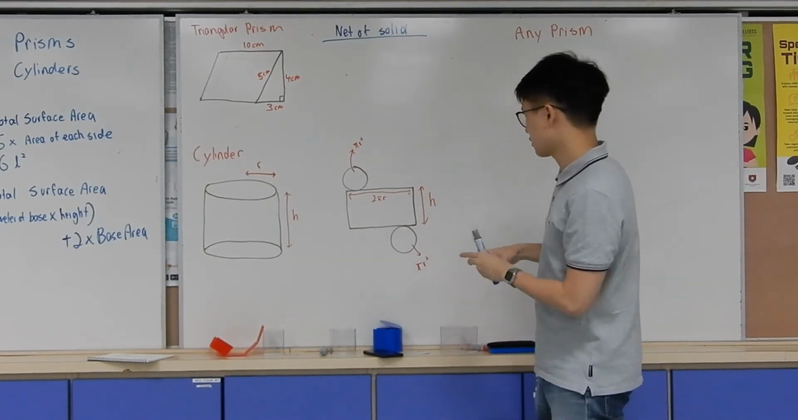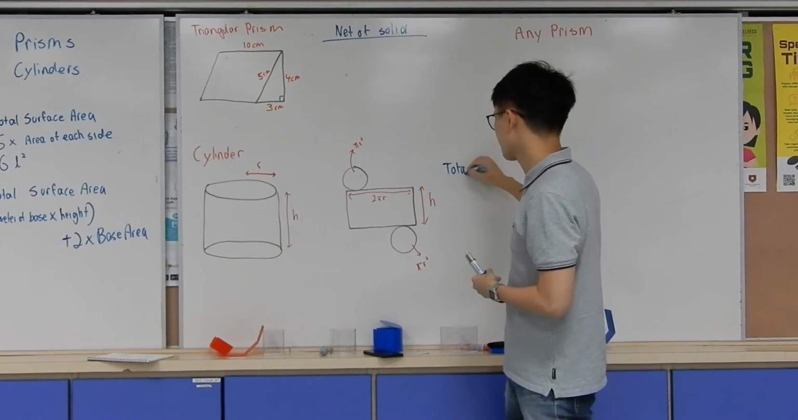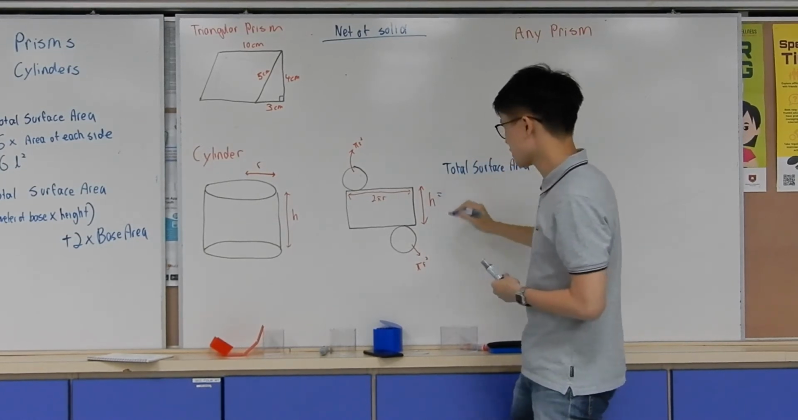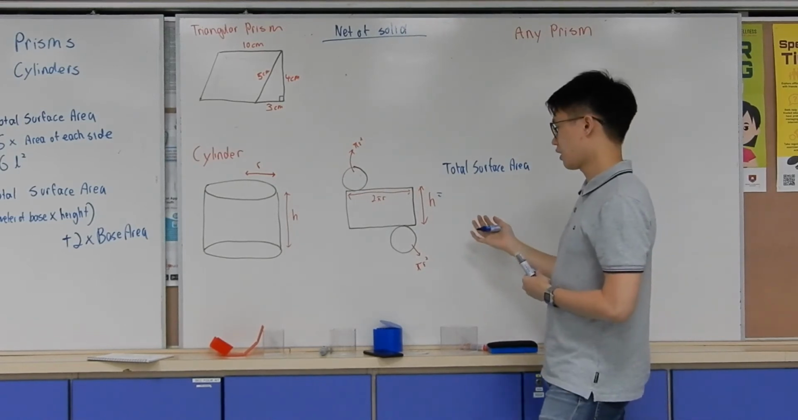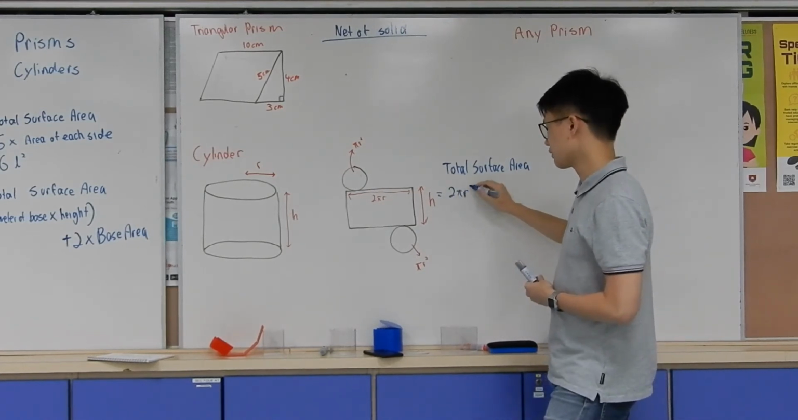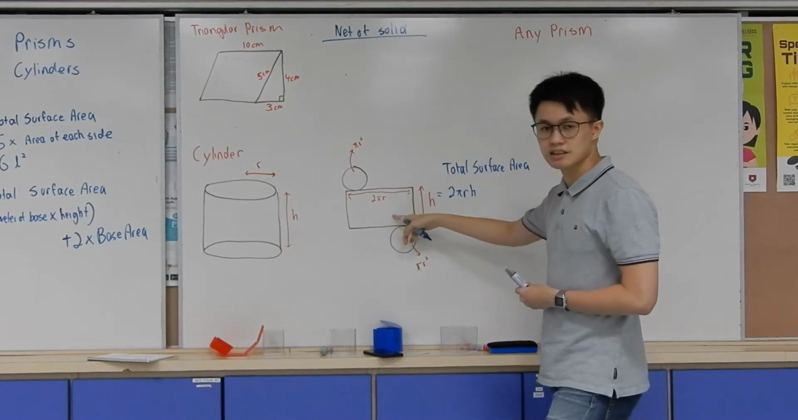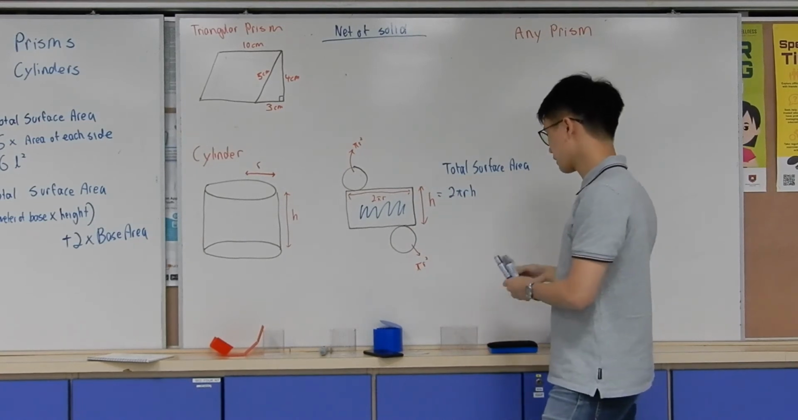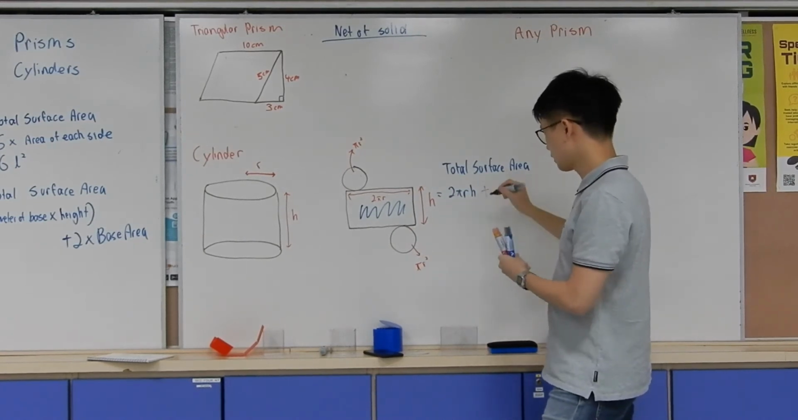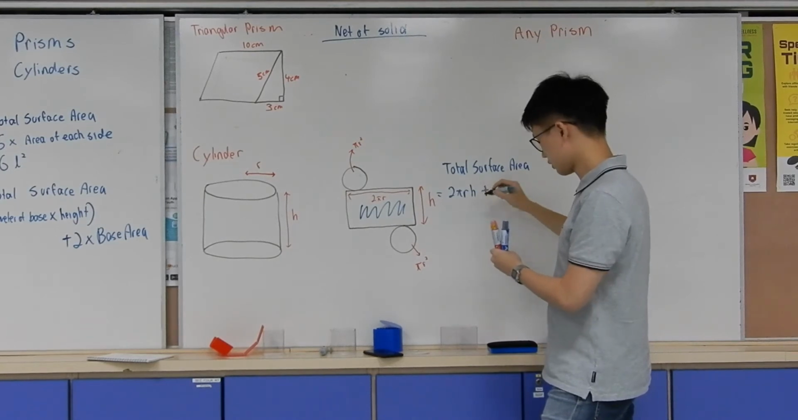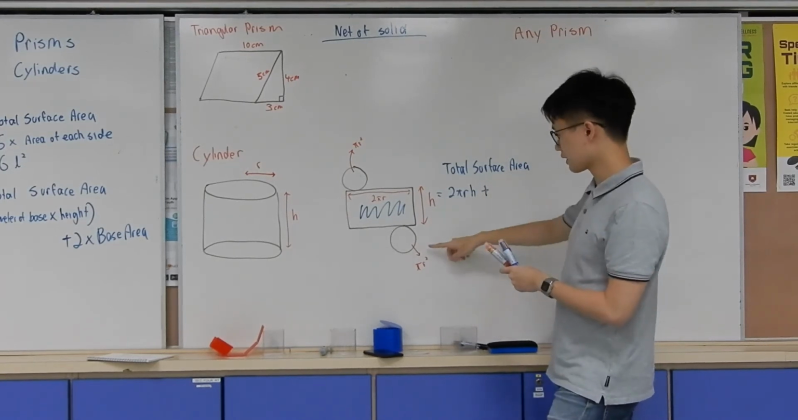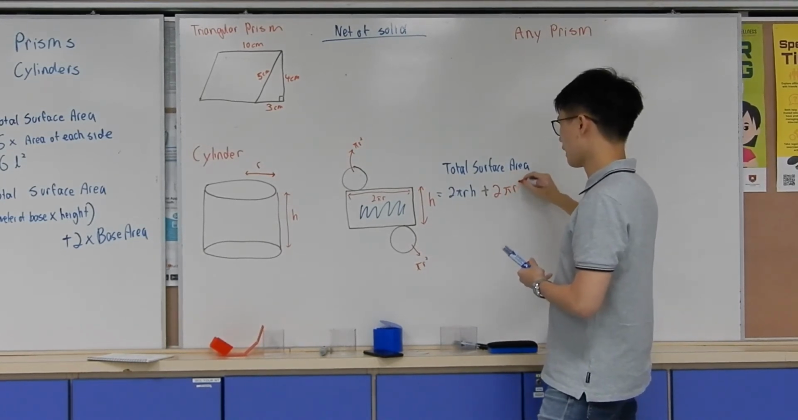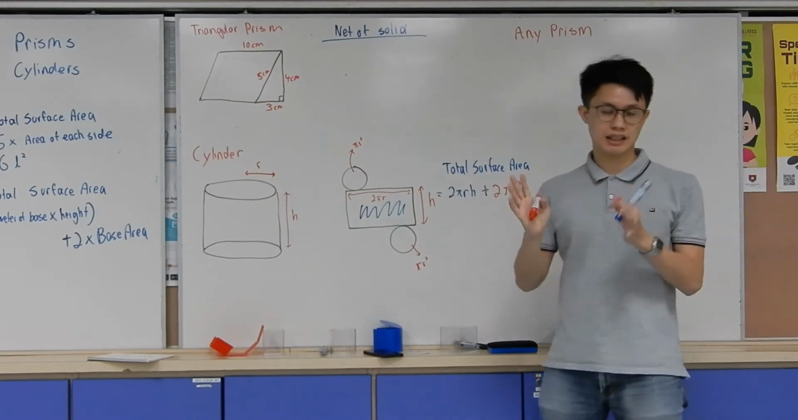So your total surface area of a cylinder in this case is simply 2 pi r times h. This is just this one over here, plus, in this case I have 2 circles, so it's 2 times the area of the circle, which is 2 pi r squared. It's very important that you all get this correct.